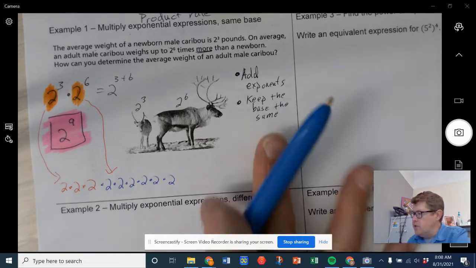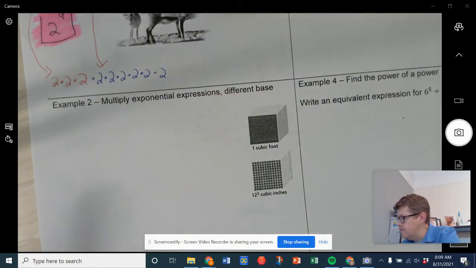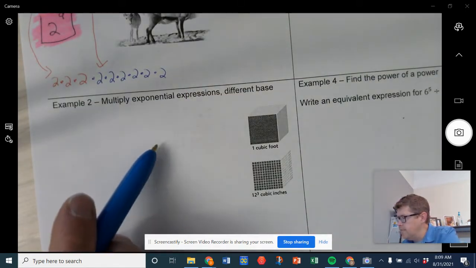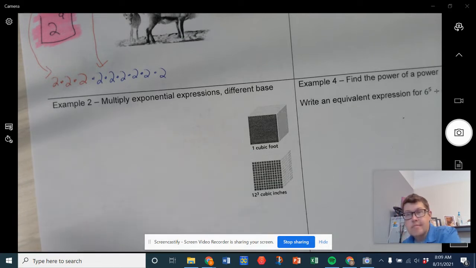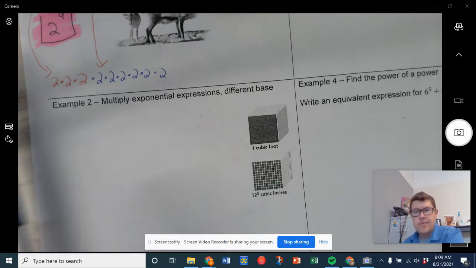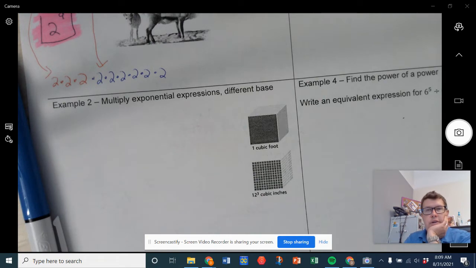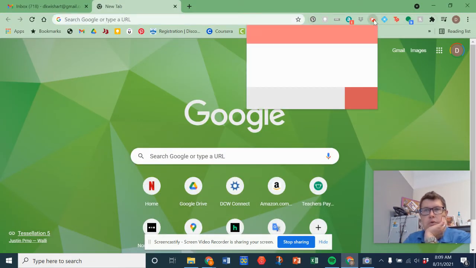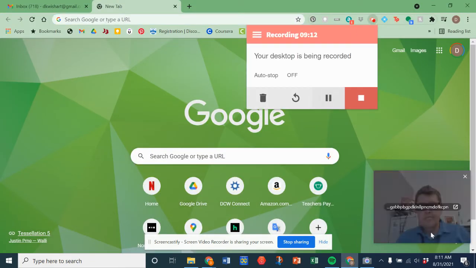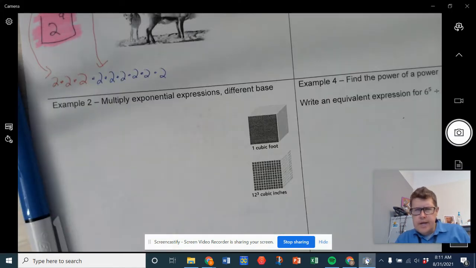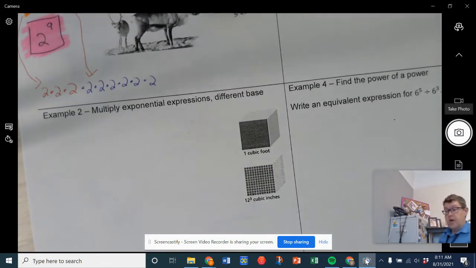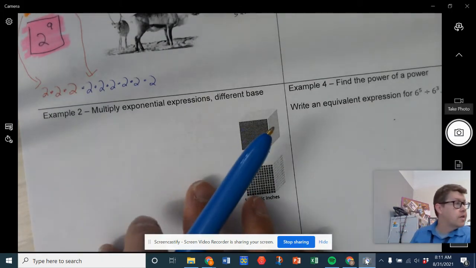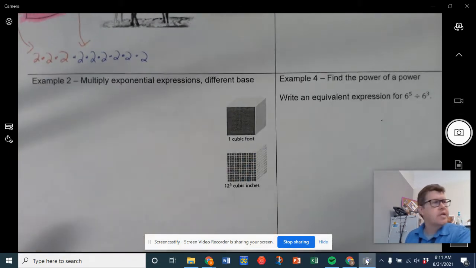So yeah, example 2, multiply exponential expressions, different base. Oh my. I didn't put anything in there. It's a big old typo on Mr. Wishart's part here. Let's see here. Can I pause this for a moment? All right, guys, we're back. Sorry, when I was putting these notes together, I actually took away too much information.